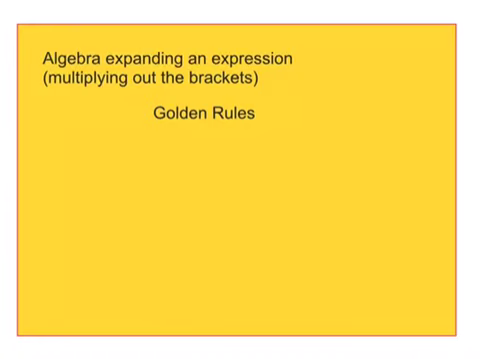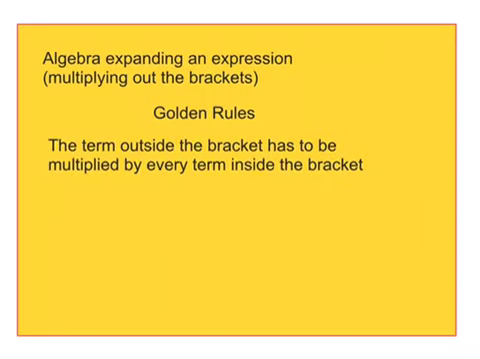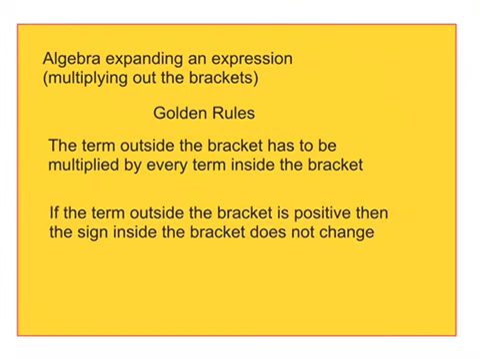So the golden rules that we have to remember when we are expanding an expression or multiplying out the brackets. The term that is outside the bracket has to be multiplied by every term inside the bracket. And if the term that's outside the bracket is positive, or in fact if it has no sign there at all, then you know it would be positive, then the sign inside the bracket does not change. If the term outside the bracket was a negative, then of course your signs that are inside the brackets would then change.